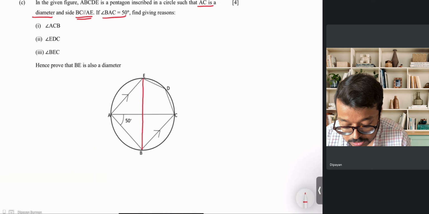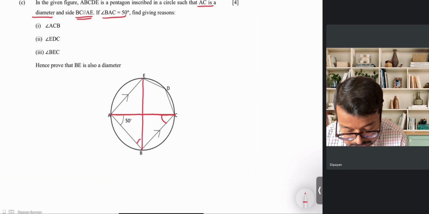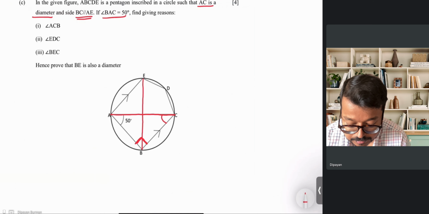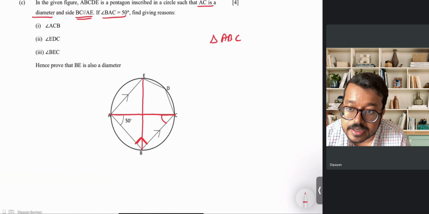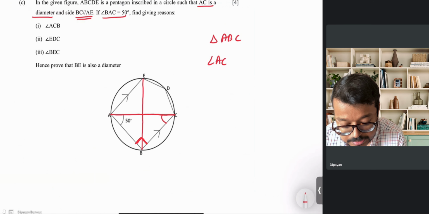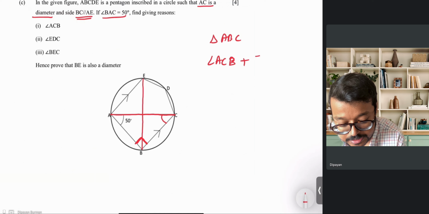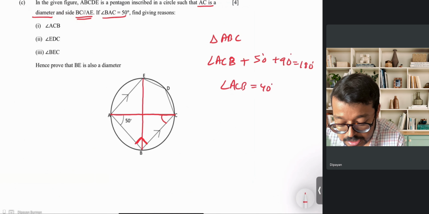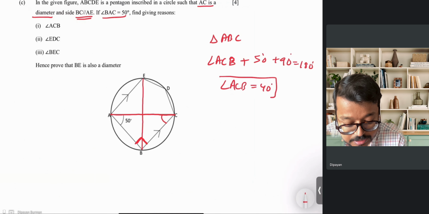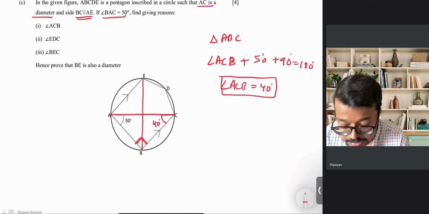Okay, so let's look at ACB. ACB is over here. Now, since it's given that AC is a diameter, therefore ABC has to be 90 degree. Then I can look at triangle ABC and use angle sum property to say that angle ACB plus 50 degree plus 90 degree equal to 180 degree. So angle ACB must be 40 degree. So the first part is done, 40 degree ACB.